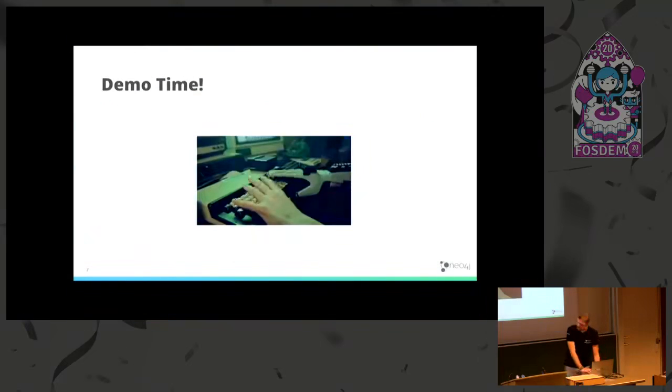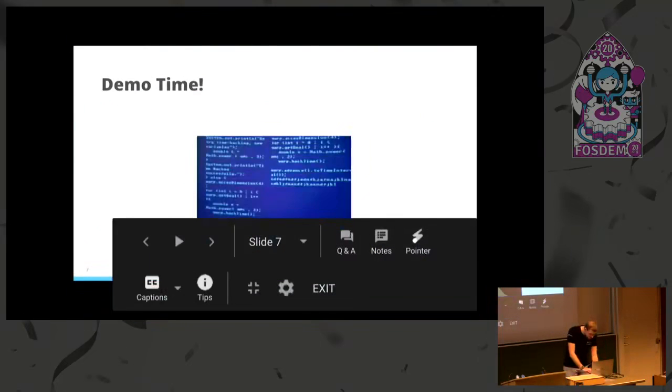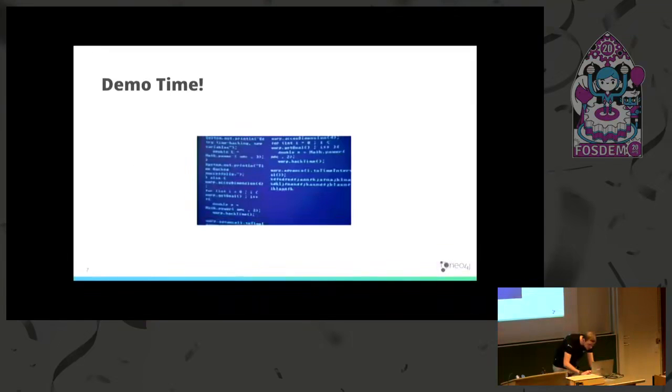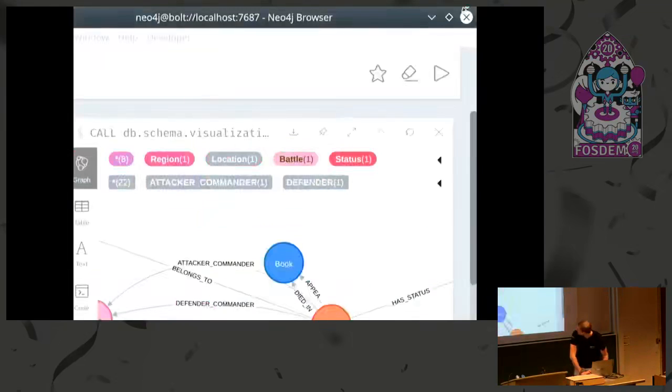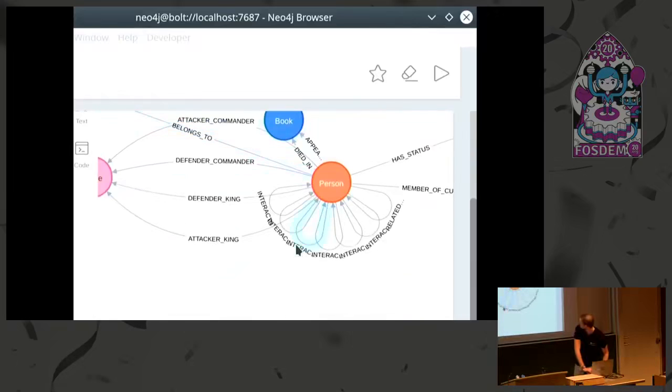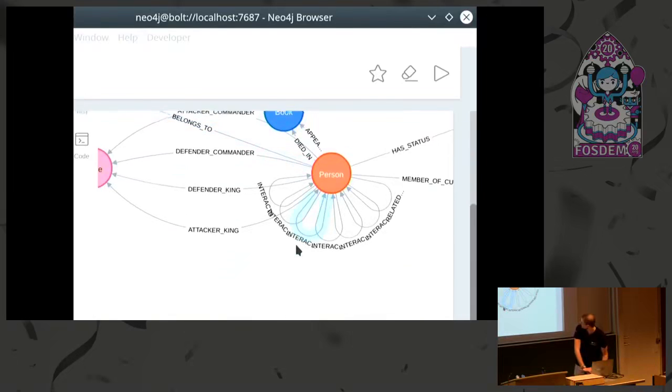So I actually, where's my mouse? Here's my mouse. I have this Neo4j browser here, which is huge. I'm sorry for that, but can't really change that. Can I zoom out? No.